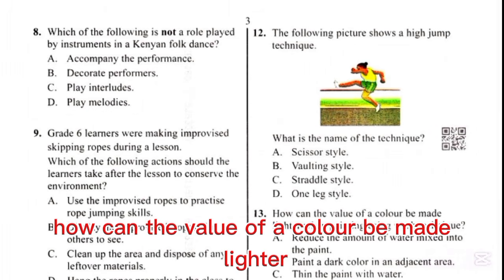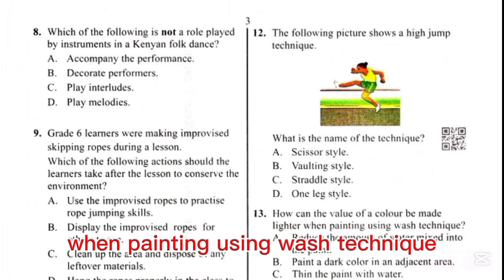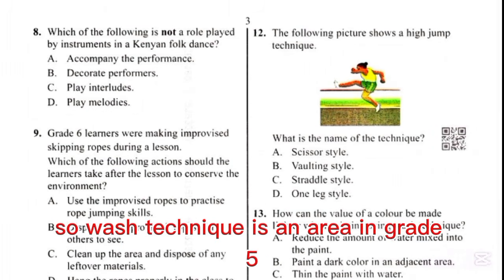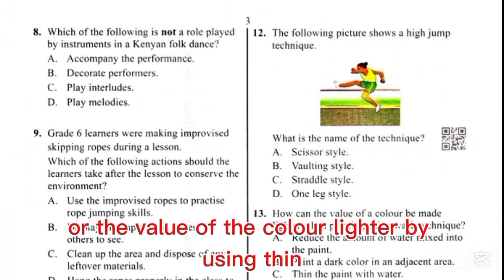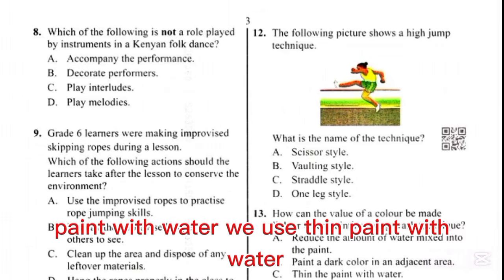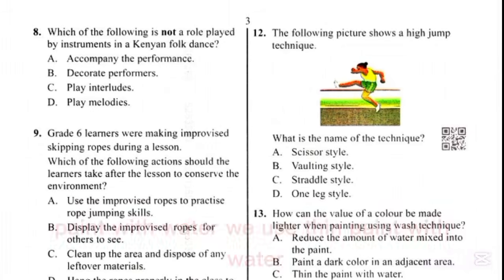So question 13. How can the value of a color be made lighter when painting using wash technique? So wash technique is an area in grade 5. So here we can make the color or the value of the color lighter by using thin paint with water. We use thin paint with water.